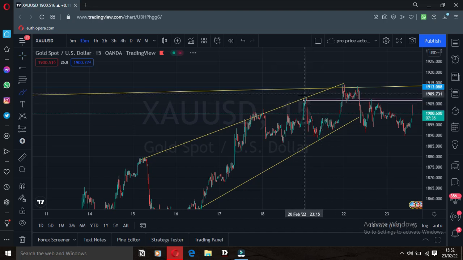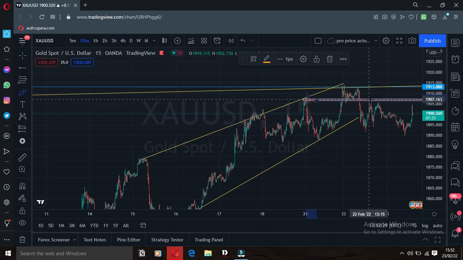This is our left shoulder and this one is our right shoulder, and this one is our head. So you can see now that we have a head and shoulder inside the structure which coincides with the rising wedge. So now we are anticipating for the market to push to the downside. Everything that has happened here had happened for a reason.